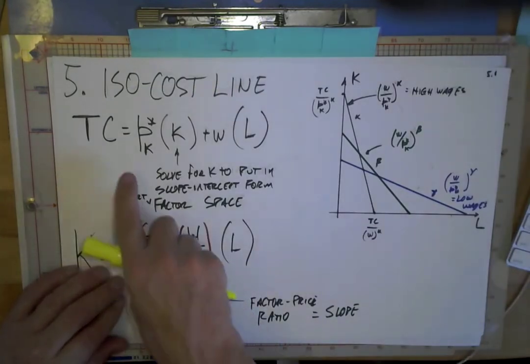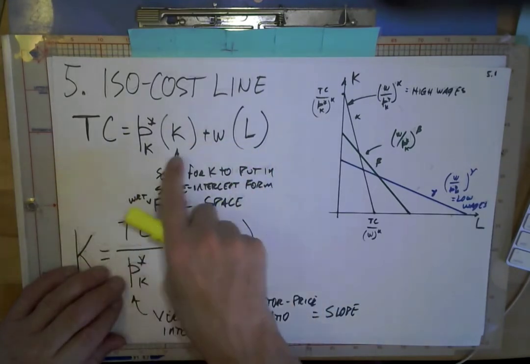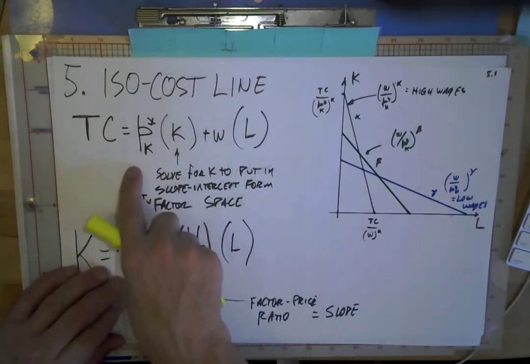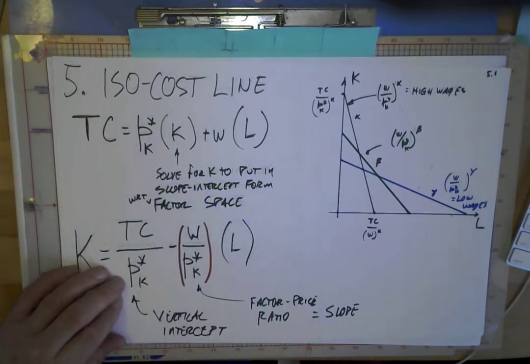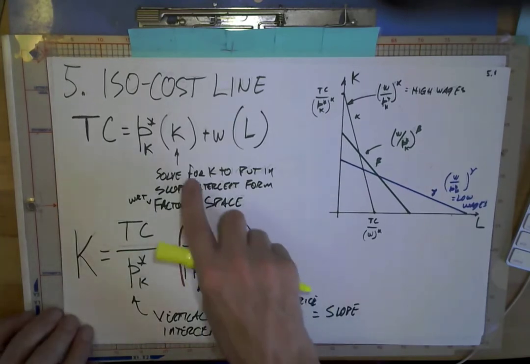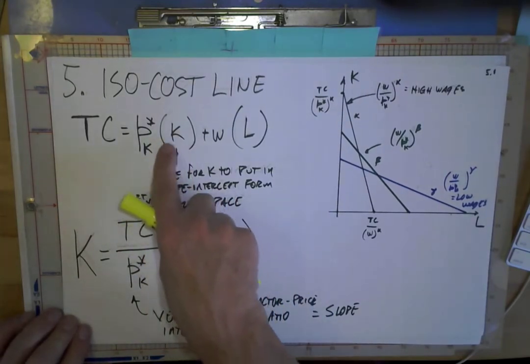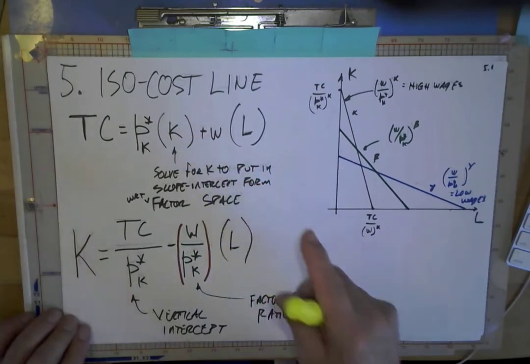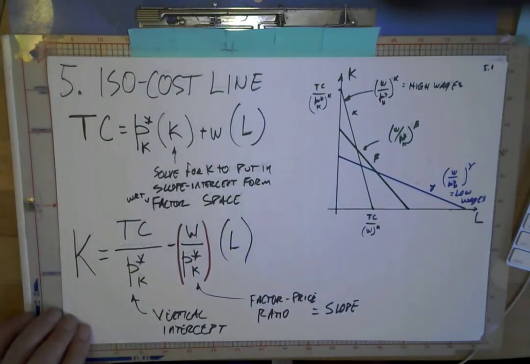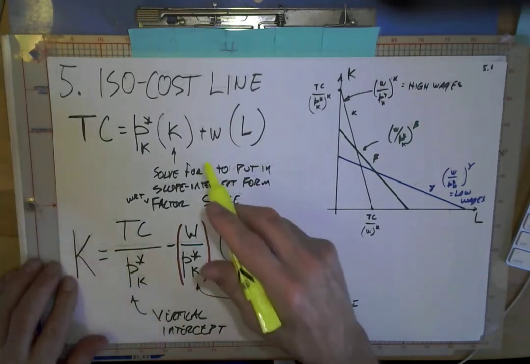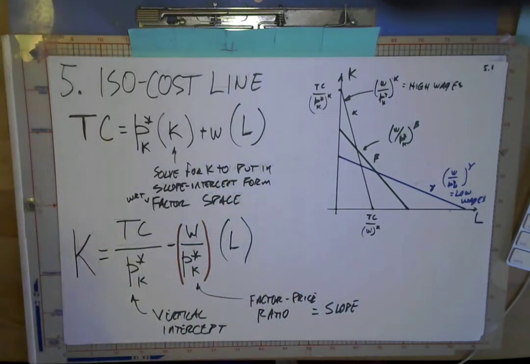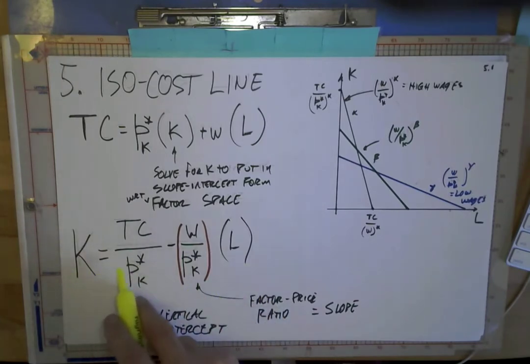Okay, we had our iso-cost line, which comes from our income equation. It says that the total cost is equal to the cost of capital, noting that this PK star includes the generated profit, multiplied by the quantity of capital for the total capital cost, plus the wage rate times the quantity of labor for the total wage cost. We're going to express this in factor space, the same space where we have our marginal rate of technical substitution. In order to do so, we have to solve for K in the total cost curve.